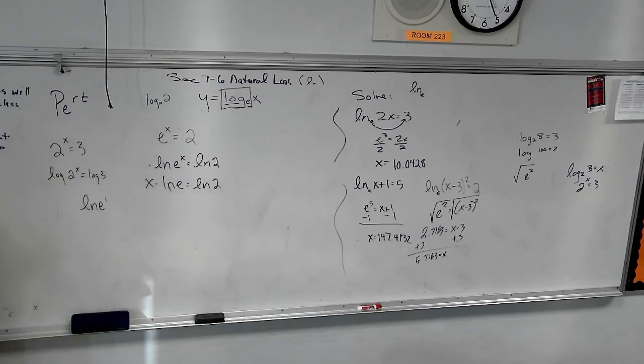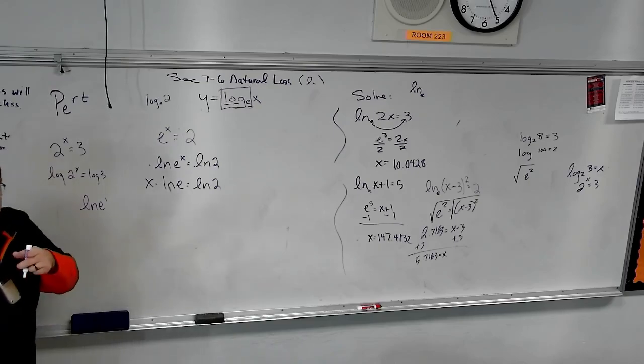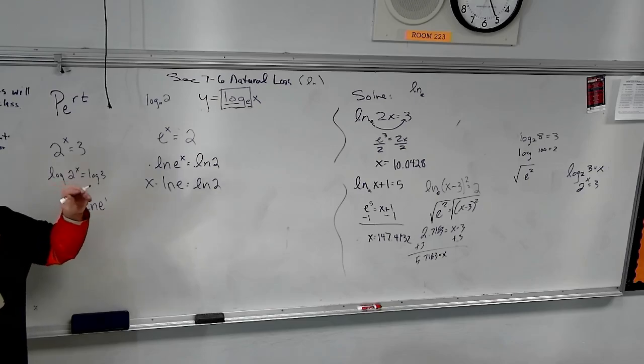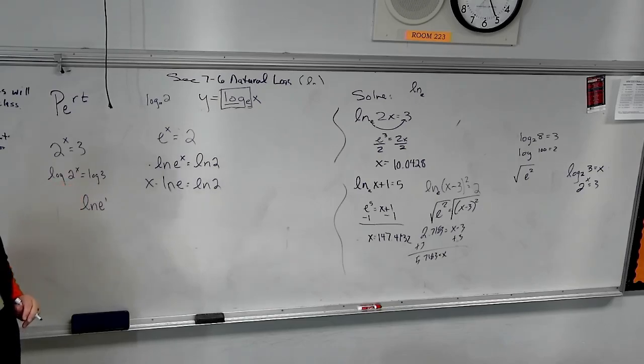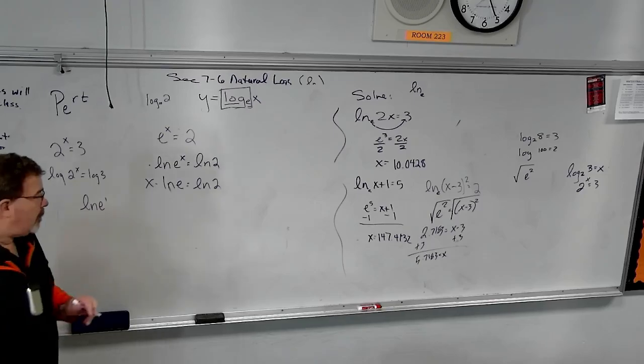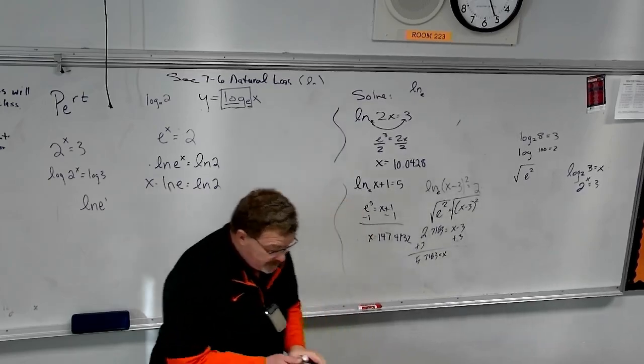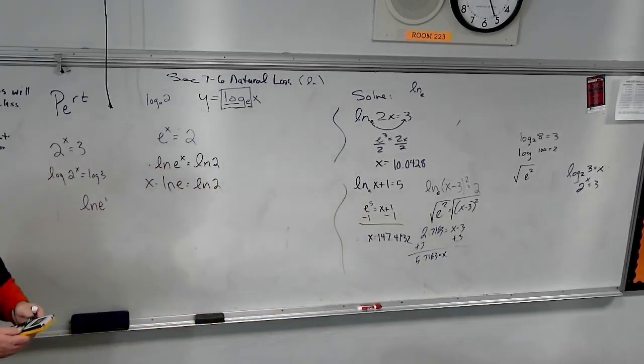How do you get natural log on the calculator? The ln button, right below log. It puts it in parentheses. So if I want to know what the natural log of e is, I'd go natural log.